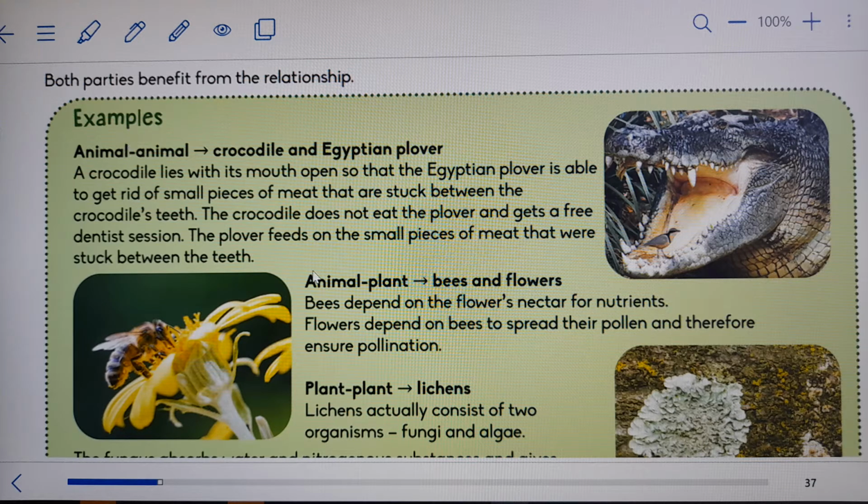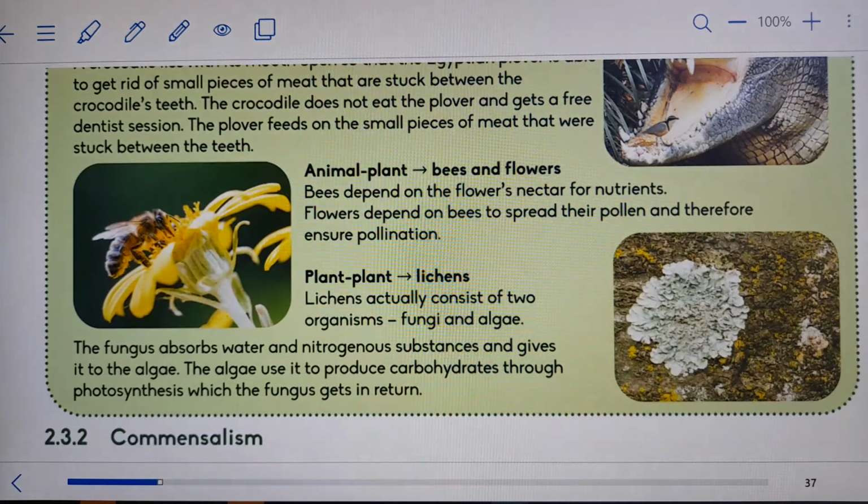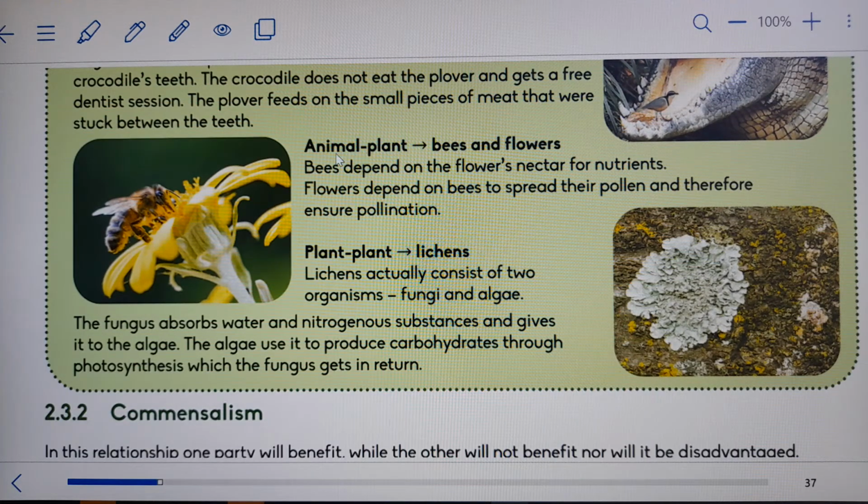Also, under mutualism, we can have animal to plant. This is the example, and let's go through the mutualism where it is animal to plant, which is bees and flowers. Bees are animals and flowers are plants. Bees depend on the flower's nectar for nutrients. Flowers depend on bees to spread their pollen and therefore ensure pollination. You see now, that is mutualism. There's nothing that eats each other.